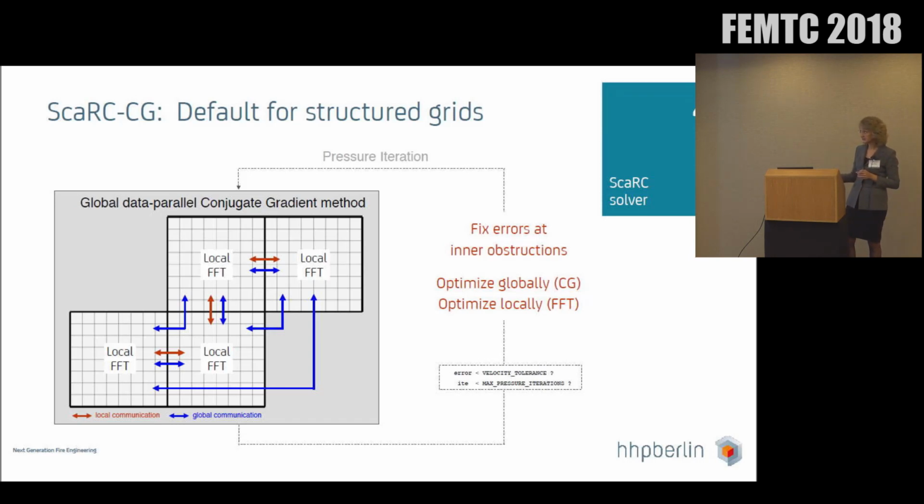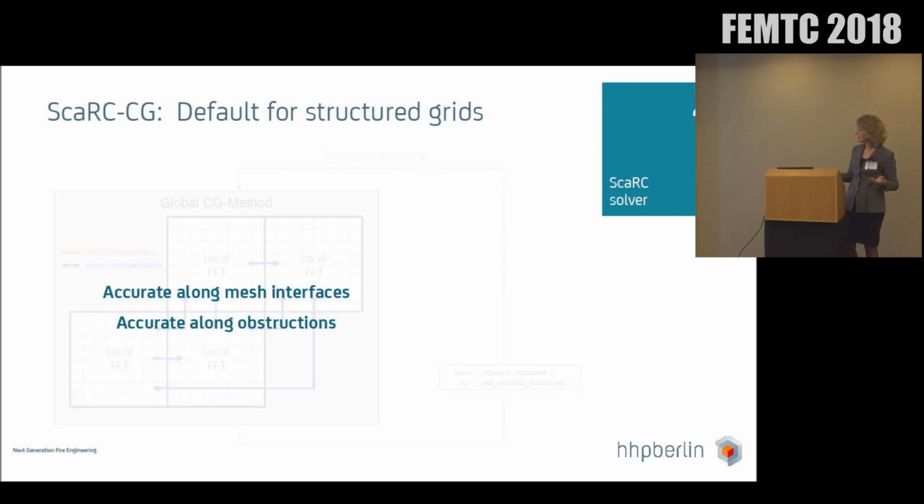Additionally, in the default version, I use the pressure iteration to reduce the errors along the internal obstructions. But locally, I can also use high-performant FFT methods to provide the local accuracy, which I do. It's the same FFT method as in the basic solver. And in this case, I'm fine. No errors along interfaces and obstructions.